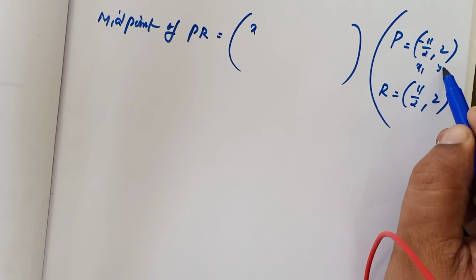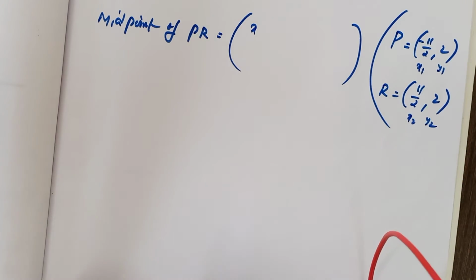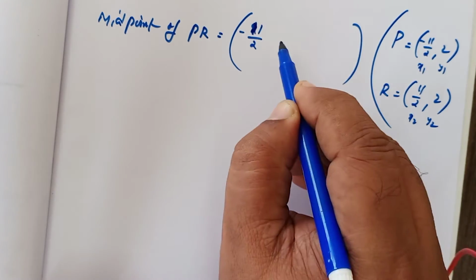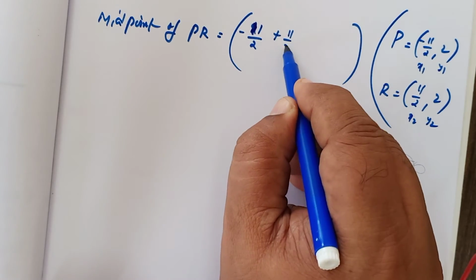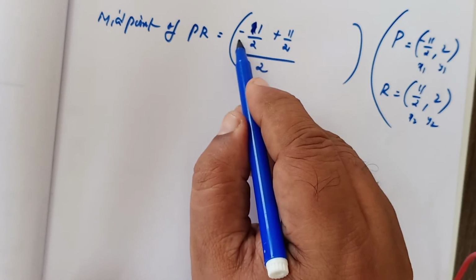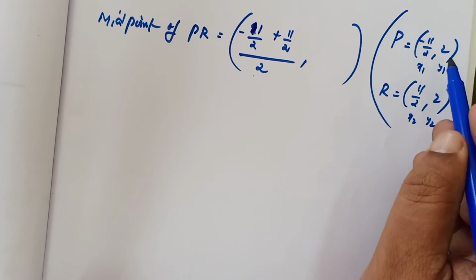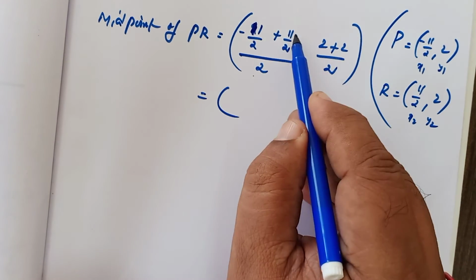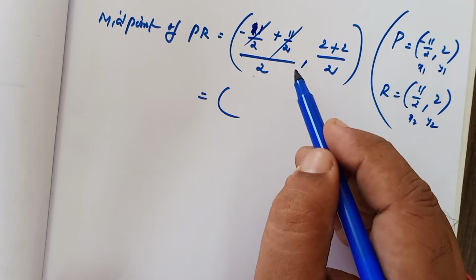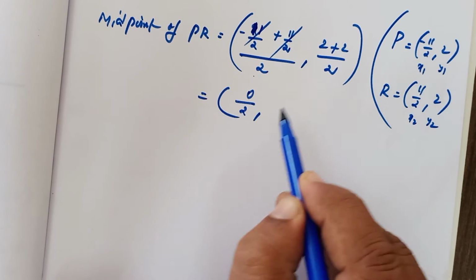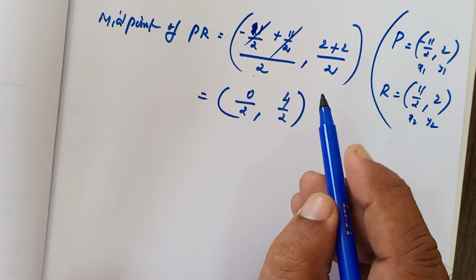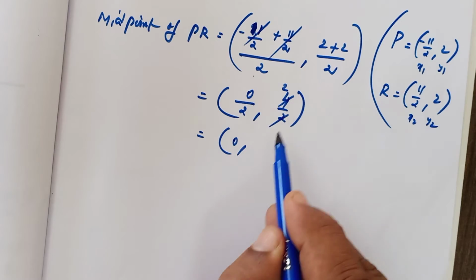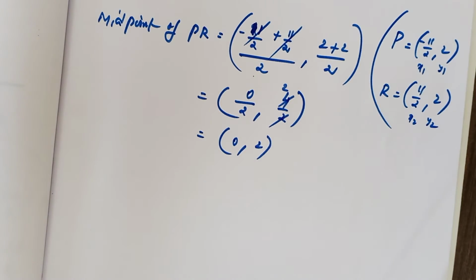This is x1, y1, x2, y2. x1 plus x2 by 2, that is -11 by 2 plus 11 by 2 divided by 2, comma y1 plus y2 by 2, that is 2 plus 2 divided by 2. Plus 11 by 2 and minus 11 by 2 both get cancelled. What is the numerator? 0, 0 by 2 is 0. 2 plus 2, 4 by 2, that is 2 only. So (0, 2). That is the midpoint of PR.